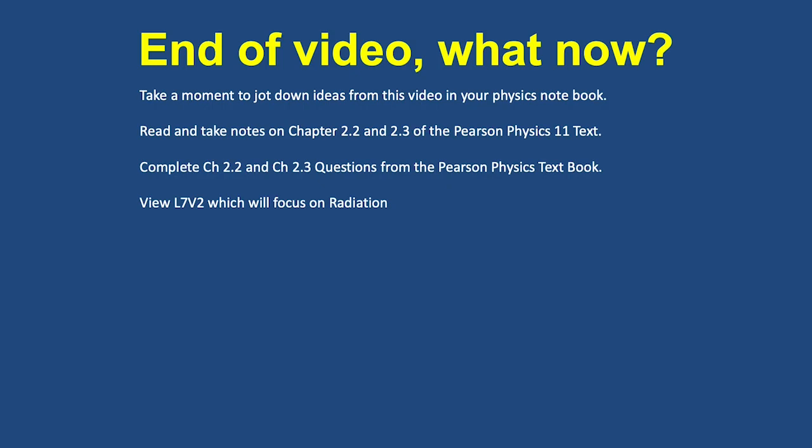Read and take notes on Chapter 2.2 and 2.3 of the Pearson Physics 11 text. Complete Chapter 2.2 and 2.3 questions from the Pearson Physics textbook. And when you're ready, have a look at Lesson 7, Video 2, which will be focusing on radiation. And that'll bring us to the end of modes of heat transfer: conduction, convection, and radiation. And will also be the last video in our thermal physics part of the course.